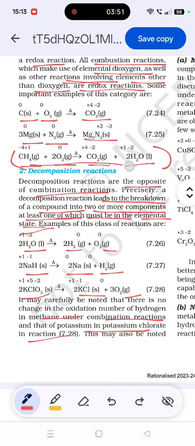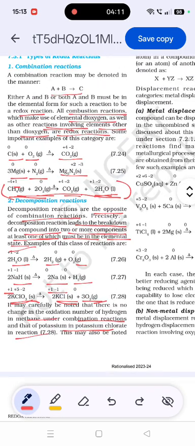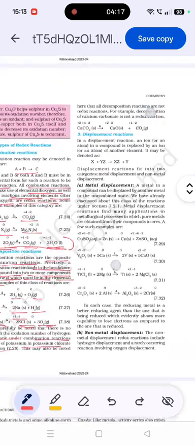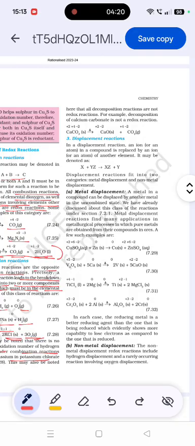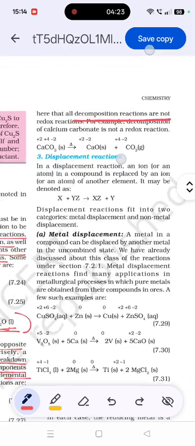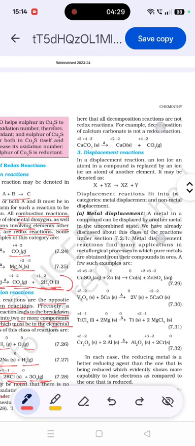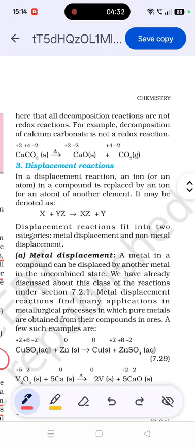See, in this case, hydrogen has oxidation state plus 1 in the reactant and in the product also plus 1. Similarly, in the case of potassium chlorate splitting up to form potassium chloride and oxygen, the valency of chlorine is the same. Clear? So, it may also be noted that all decomposition reactions are not redox reactions. See, we cannot consider all decomposition reactions as redox reactions.